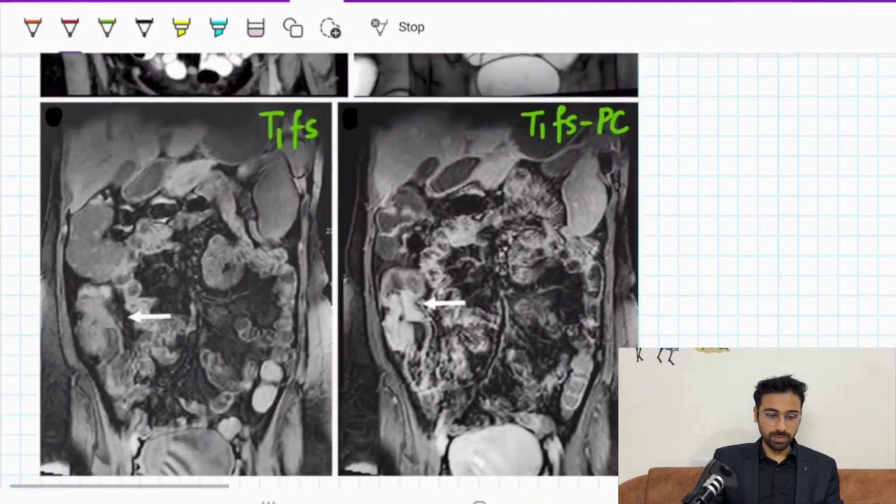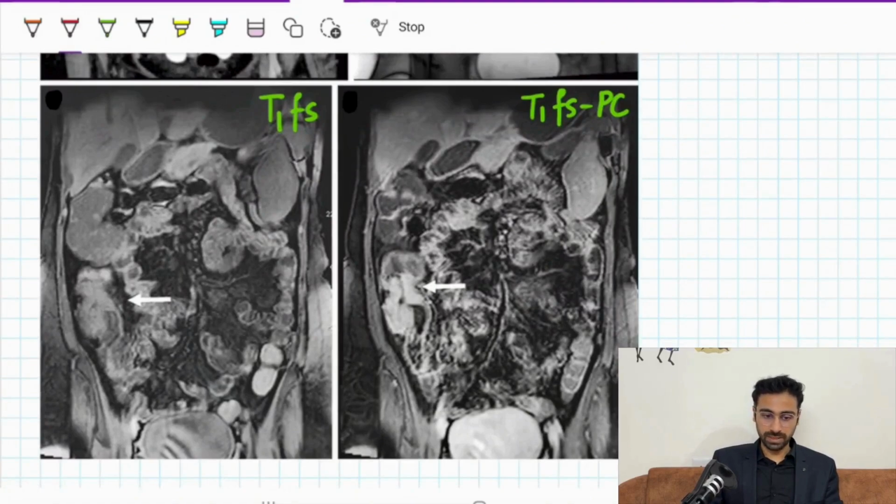Then this is the pre and the post contrast T1 fat sat image. You can see on the pre contrast that it is mildly hypointense by these arrows. On post contrast, it is showing heterogeneous enhancement. So this was a case of abdominal tuberculosis.